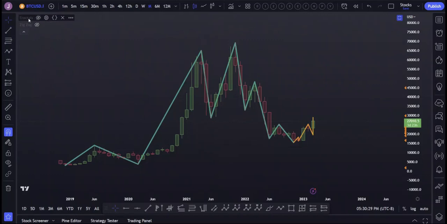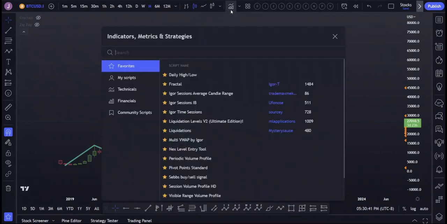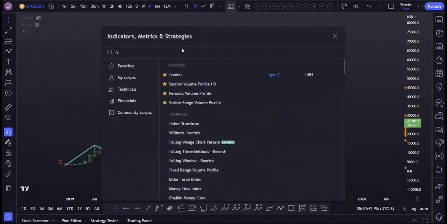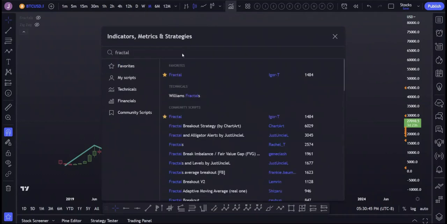First, starting off with the fractal right here. So what you're going to do to add these indicators on your chart is go up to your upper pane right here on the top of your TradingView screen, and I want you to go to this icon right here that says indicators, metrics, and strategies. Click on that. I want you to come in here and type fractal, and you're going to be looking for the fractal that's by Igor T. Okay, shout out to you, Igor, because this tool is very useful. It's very easy to use and simple to understand.